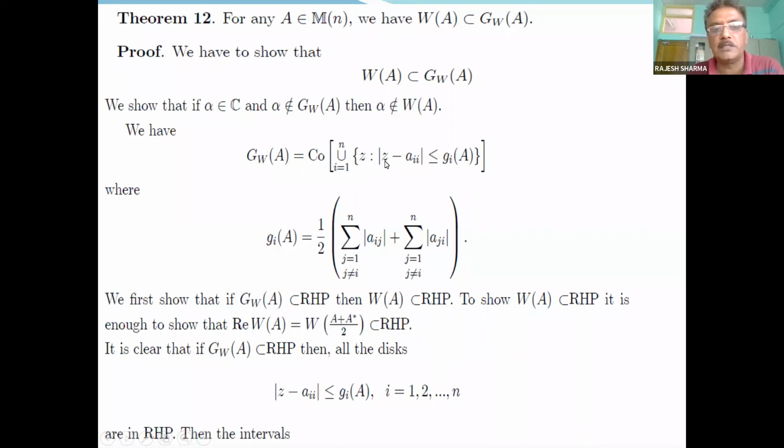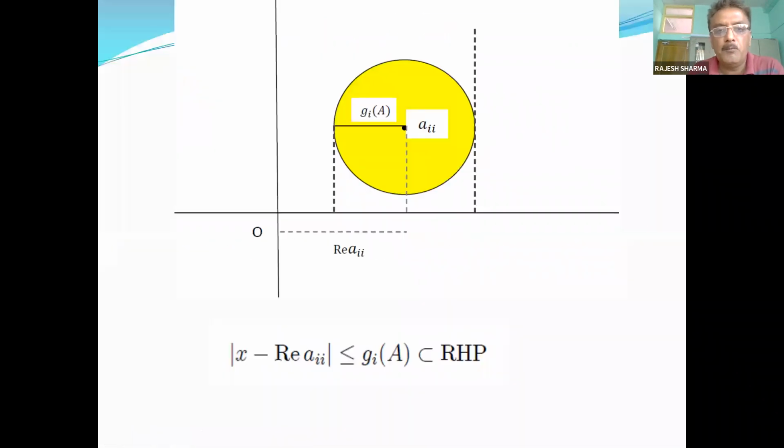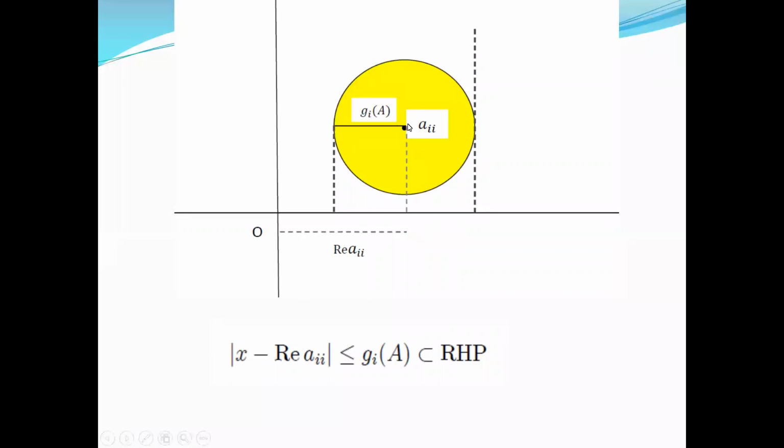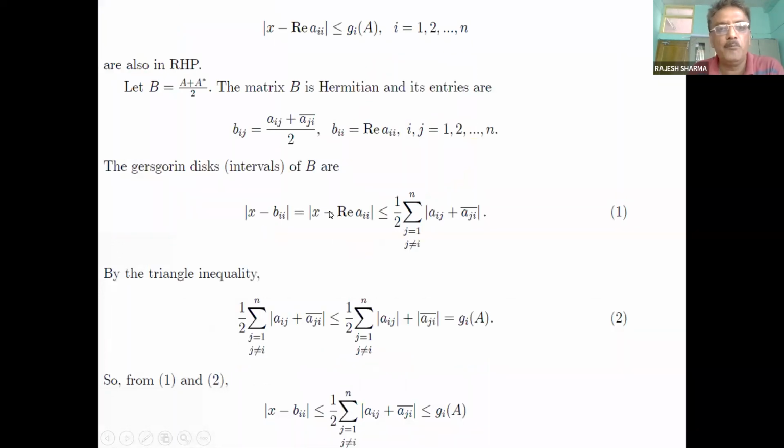This means all these disks are contained in the right half plane. And then these intervals, |x - Re(a_ii)| less than or equal to G_i(A), are also in the right half plane. What we are discussing, this disk is in the right half plane. So the real part of a_ii is here on the real axis. Then Re(a_ii) - G_i(A) is this end of the interval, and Re(a_ii) + G_i(A) is up to here. This is also contained in the right half plane.